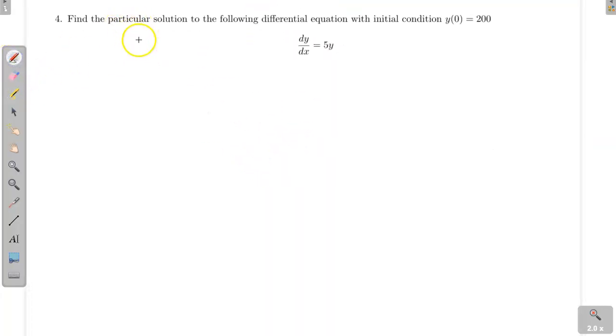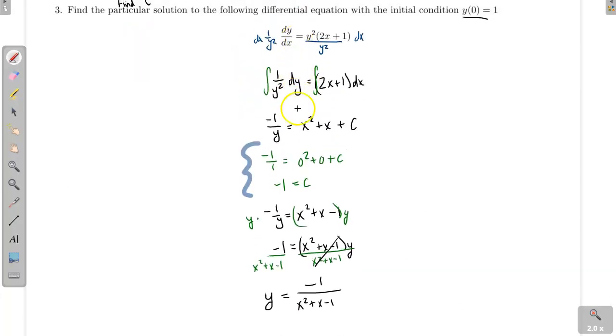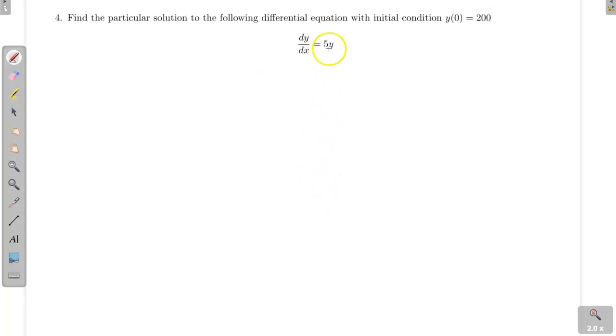All right, and this last one is similar to the one we just did. We're finding a particular solution to this differential equation. There's only one difference with this last one: you don't actually have to do all of this work because this is a special type of differential equation. Whenever you have just a number times our variable, this is an exponential model.